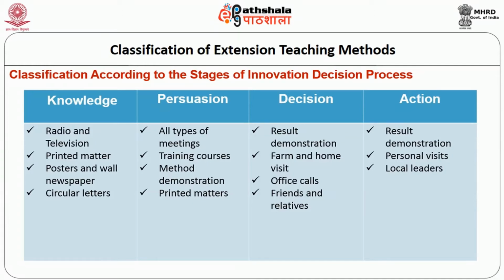Suppose we want to persuade the farmers, then we can go in for all types of meetings. Then training courses can be offered, method demonstration can be conducted, printed matters. Suppose the farmers are in the decision stage, then we can go in for result demonstration, farm and home visits, office calls and we can make use of their friends and relatives. And in the action stage of adoption, we can go in for result demonstration, personal visits and local leaders.